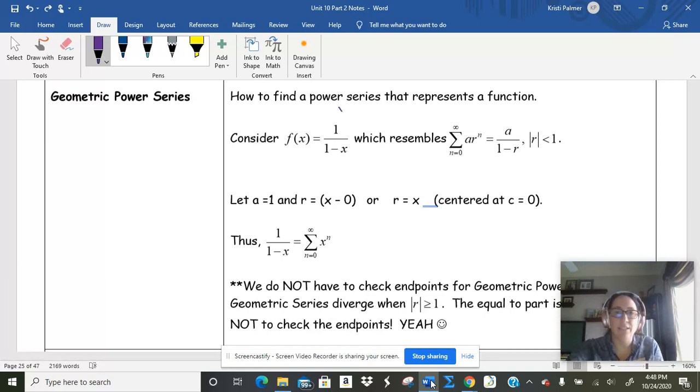But if I can see that I have this a over 1 minus r, then I can get that into the geometric power series. And here I know that whatever my r is, this is when we are going to converge, and that the endpoints are always going to have to diverge because that's where it would equal 1. And in geometric, when r equals 1, we diverge. So we never have to check them. So yay! Okay.